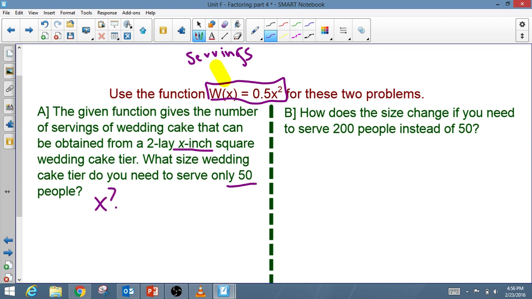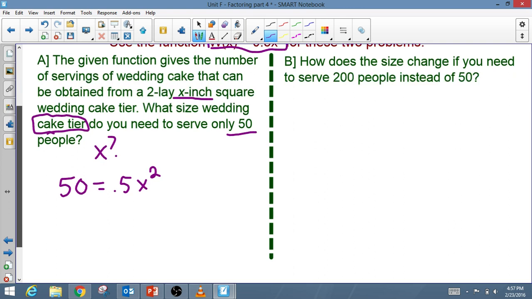So they tell us the servings. So if we have our equation and we have a function, we need to figure out where we're plugging that 50 in. Are we going to plug it in on the other side, or are we going to plug it in for x? Well, since this is the servings and this is the tier, and we need to figure out the tier, that means that we're going to plug in that 50 on the other side. So we're going to have 50 equals 0.5 x squared.